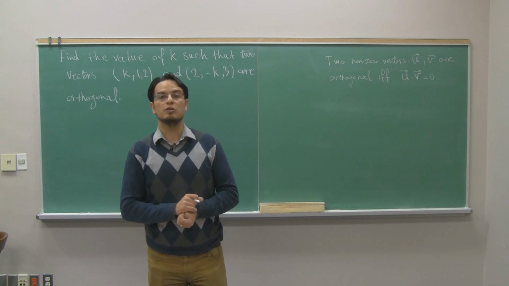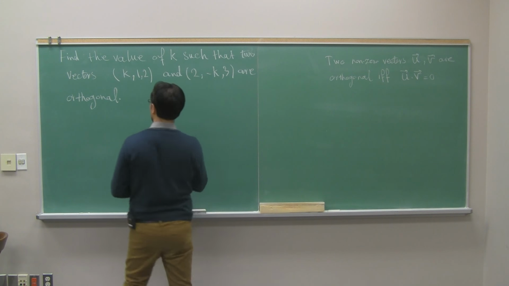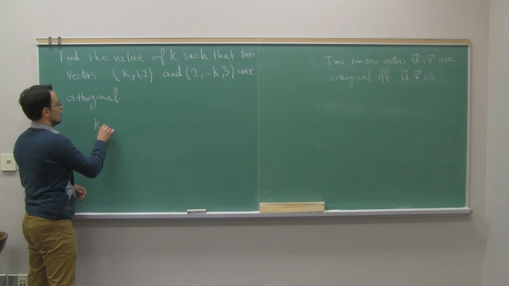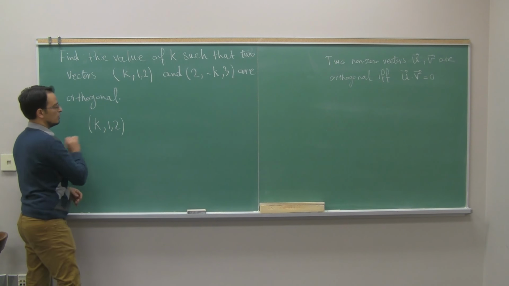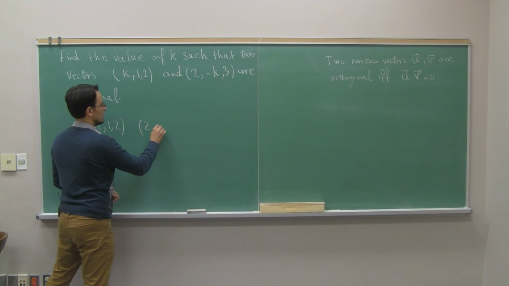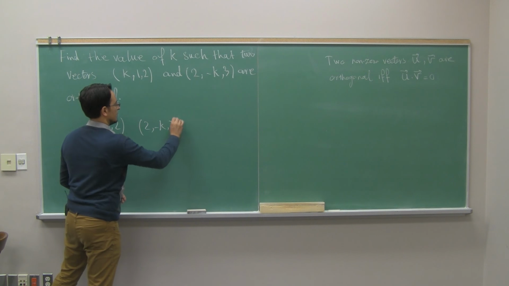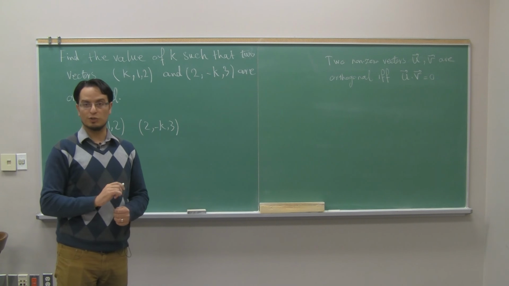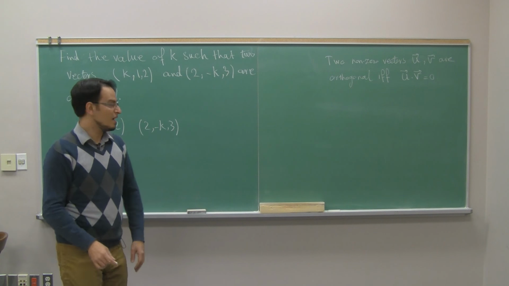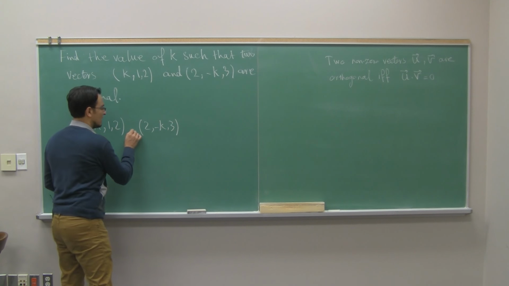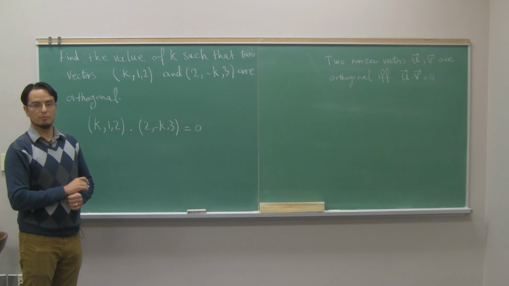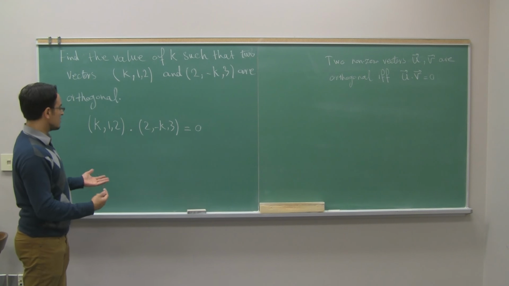Let's see how we can use this fact here. So I have two vectors, (k, 1, 2) and (2, -k, 3). I want to see when these two vectors are orthogonal. That means I have to check when this is equal to 0.